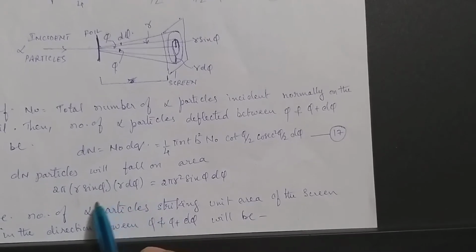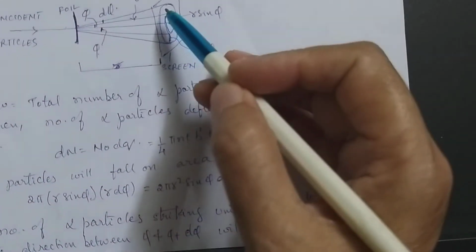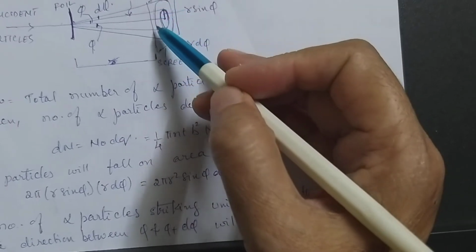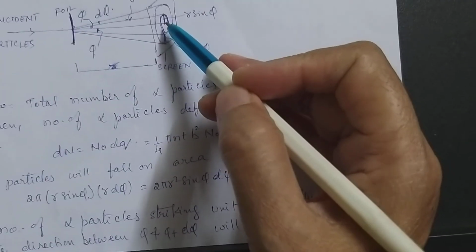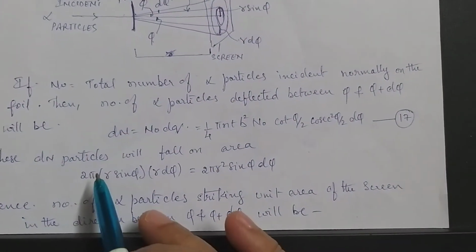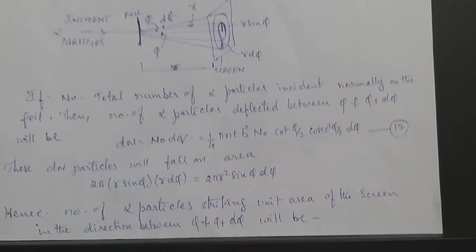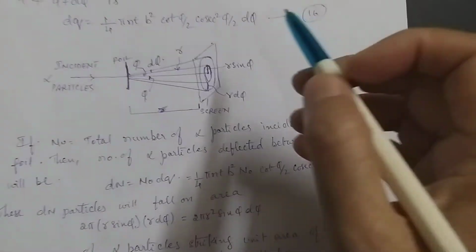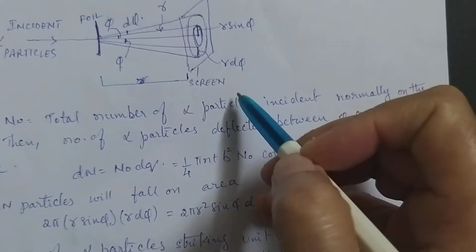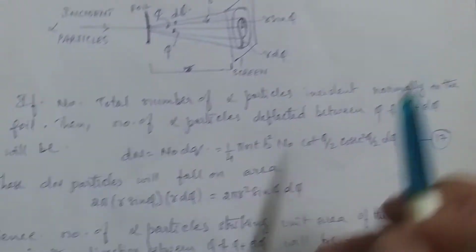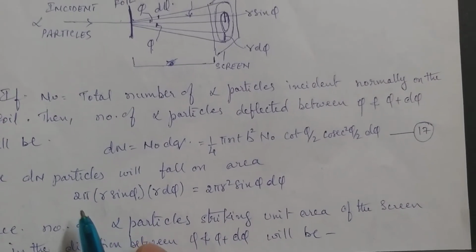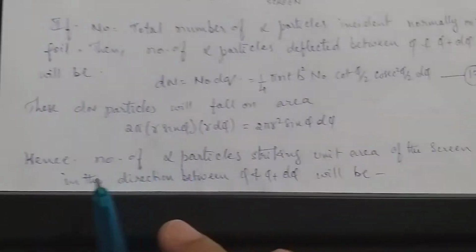This is the area, this whole thing, this belt, whose radius is say r sin phi. So its circumference will be 2 pi r sin phi, and whose width is r d phi. This width is r d phi. So this is the total area on which these particles are falling.